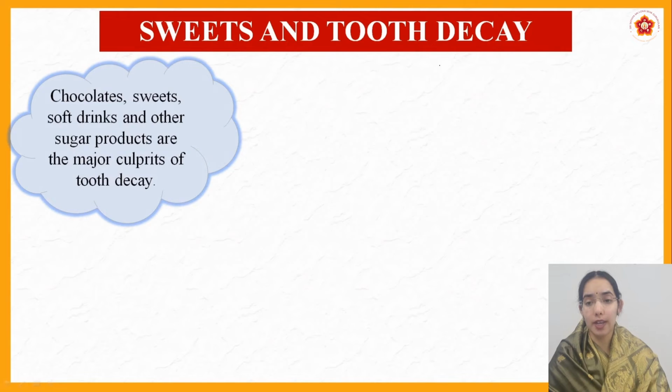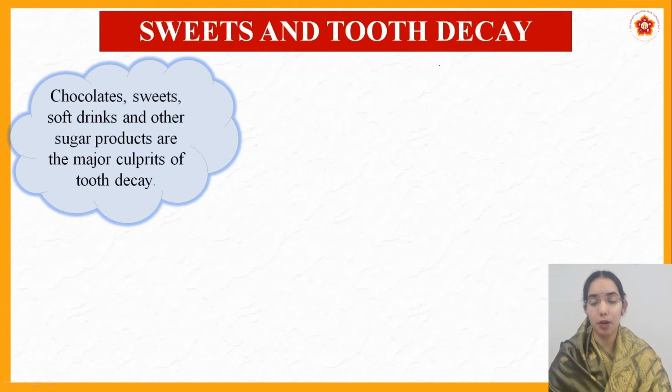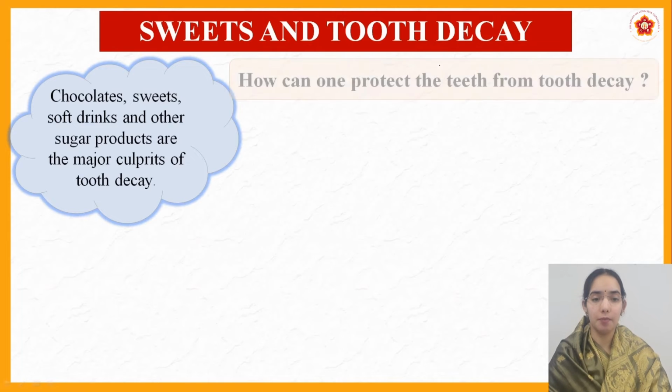So chocolates, sweets, soft drinks and other sugar products are a major culprit for tooth decay. Why? Because the bacteria present in our mouth will feed upon the leftover sweet in our mouth, and once they feed on it, they release an acid, and that acid leads to tooth decay.